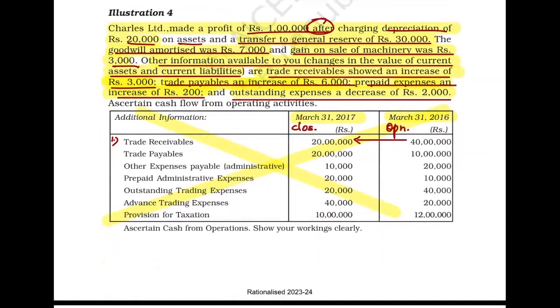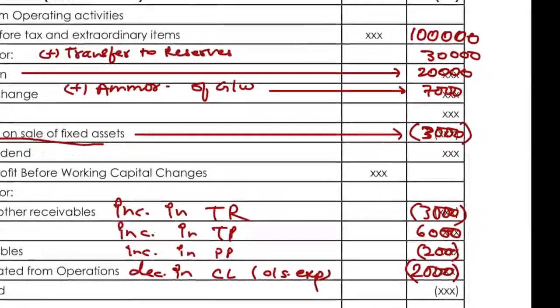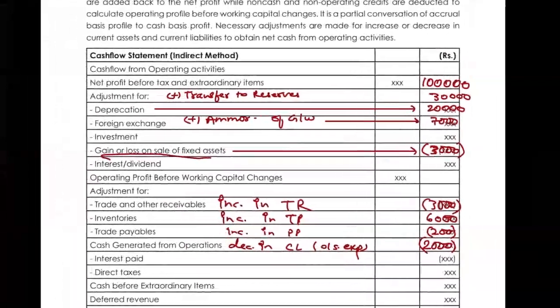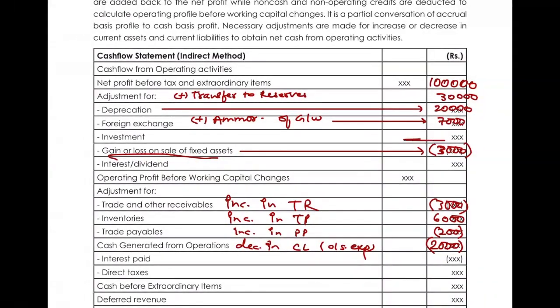Then we have to find the cash flow from operating activities. So just do the total from here. So from here, you can see 1 lakh plus, 30,000 plus, 20,000 plus, and 7,000 plus, as well as 3,000 minus. So what figure you will get over here is 1 lakh 54,000, I guess. Please confirm the calculation, everyone.